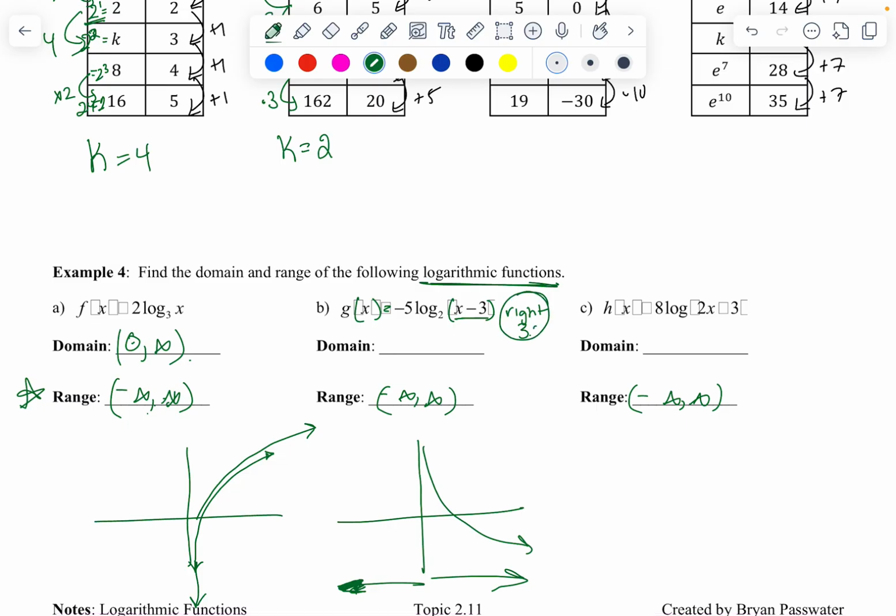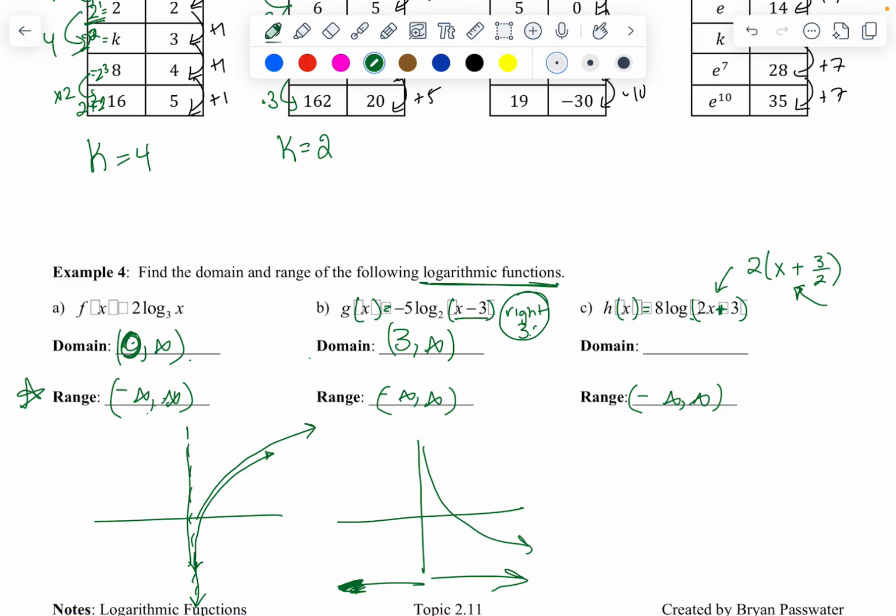So if this guy's moving to the right 3, that means that 0 is changing and moving to the right 3. Or the vertical asymptote that was at 0 is now moving to 3. Okay? This guy right here looks like this. h of x is equal to 8 log of 2x plus 3. So again, there is a left and right movement. And what is that left and right movement? You remember that you have to factor out that 2, and you're left with 3/2.